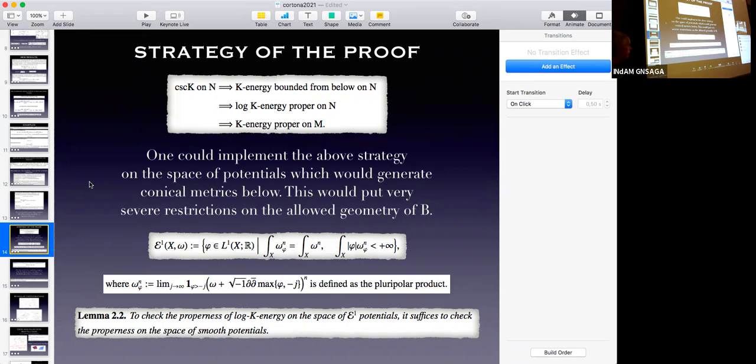A beautiful thing about this type of space is that, to check properness of the log K-energy, which is something we wrote, and the log K-energy is the one which virtually gives you the conical method below, you don't have to use the word conical, because there's not really a cone, there's not even a tangent space. It suffices to check the properness on the space of smooth potentials, which is typically much easier.